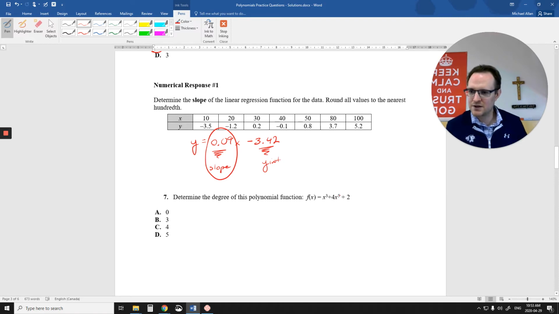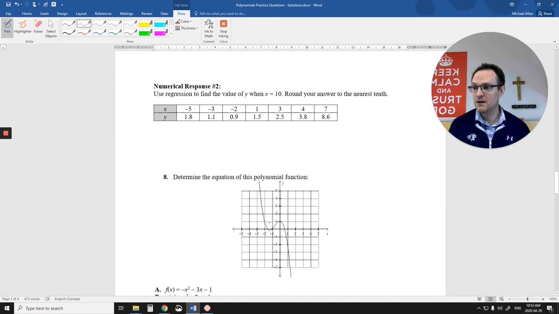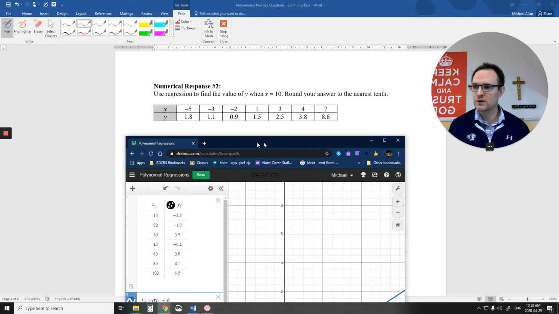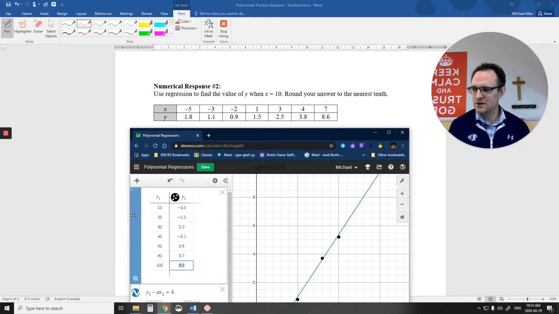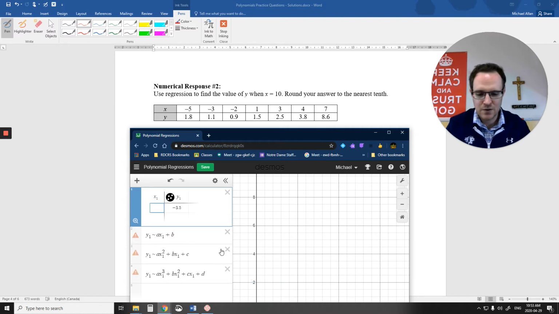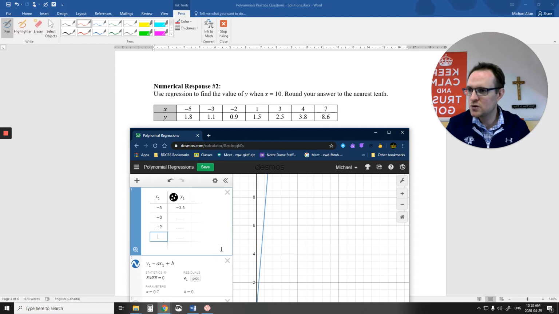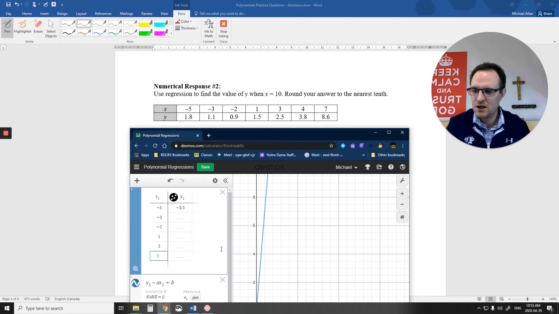What's the degree of this polynomial? This is a pretty easy question. 5, right? The highest number is your degree, the highest exponent, as long as it's polynomial. Here it says use regression. It doesn't specify what kind of regression, so we are going to determine that by using the r squareds here. So -5, -3, -2, 1, 3, 4, and 7.